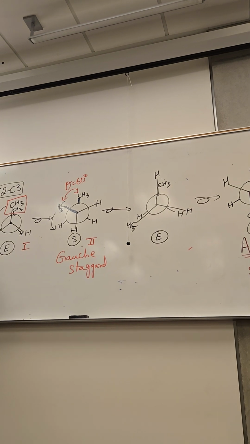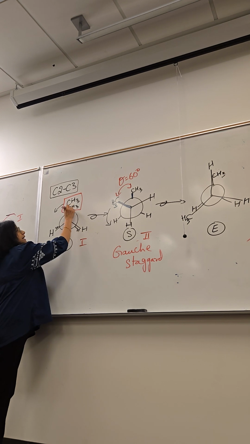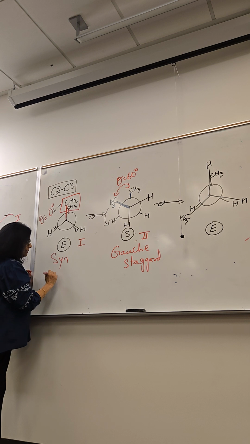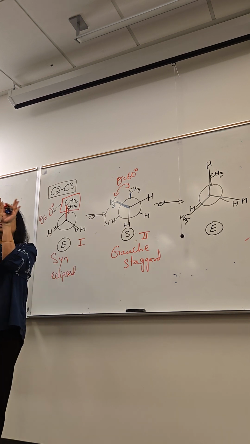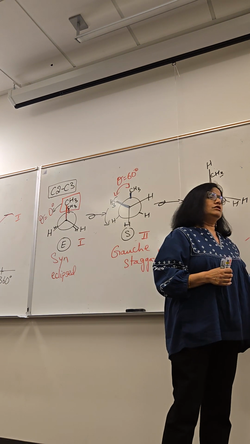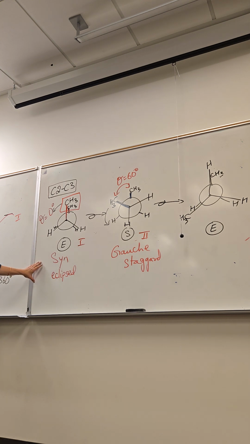The eclipses don't really have a special name, they're all eclipsed. However, this one where the dihedral angle is 0 degrees, I call it a syn eclipse. Syn meaning basically right next to each other, the same side. So those are also some terms. Staggered is way more stable than eclipsed, but even in staggered, anti-staggered is the most stable compared to gauche staggered, and then of course syn eclipse is the least stable of all.